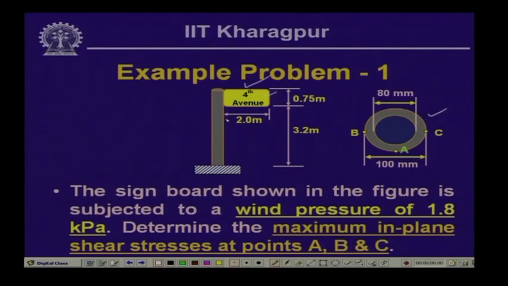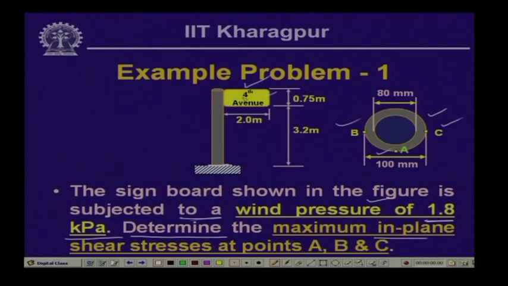Now, here this particular sign board is subjected to a wind pressure of 1.8 kilopascal. What you need to do is determine the maximum in-plane shear stress at points A, B and C. These are the 3 points selected. This is the cross section of the vertical post, at the support point where we expect the maximum bending moment to occur because of the loading.